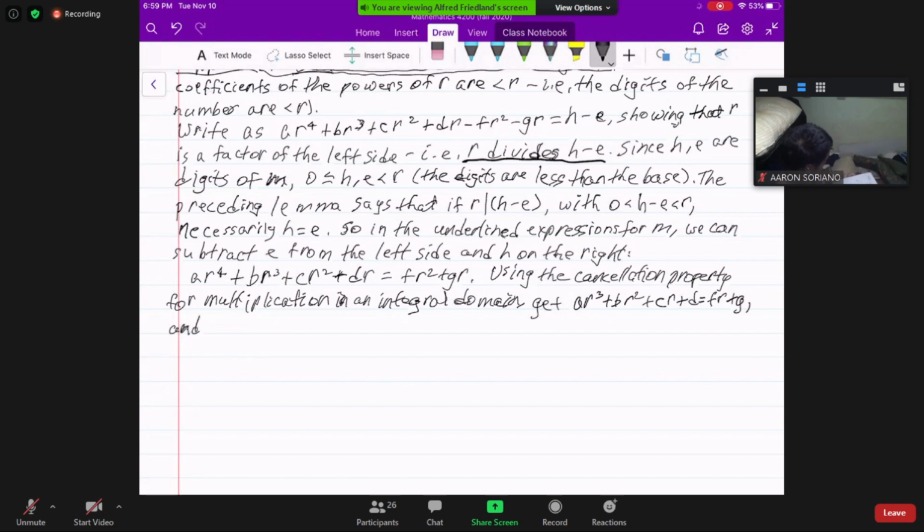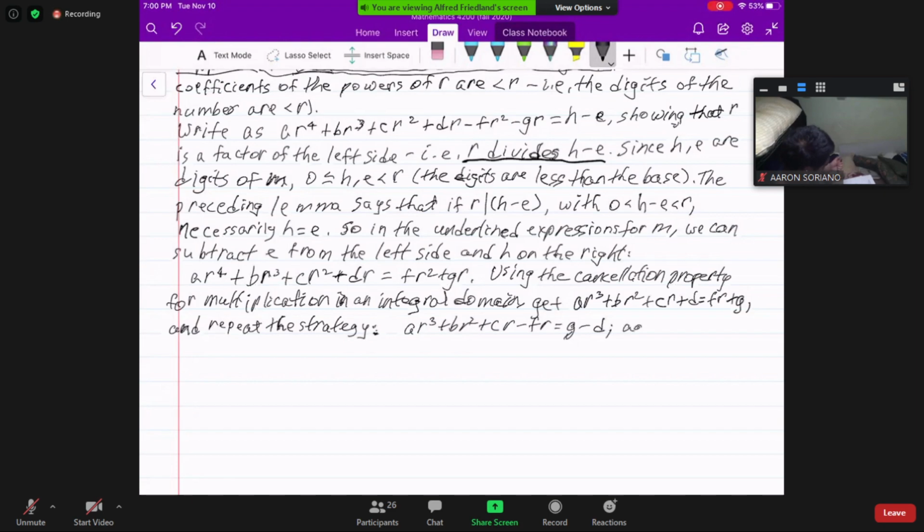And do it again. Repeat the same strategy. Get all terms with R in them on the left and the terms without R on the right. So we'll have AR to the third plus BR squared plus CR minus, we have R's on the right, minus FR. And then on the right we have a G. And then we have to subtract the D.